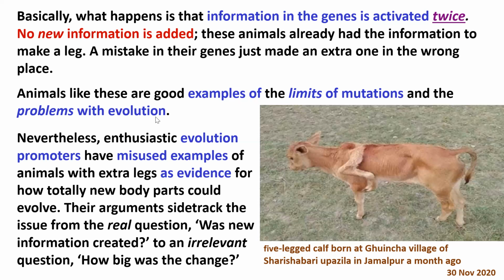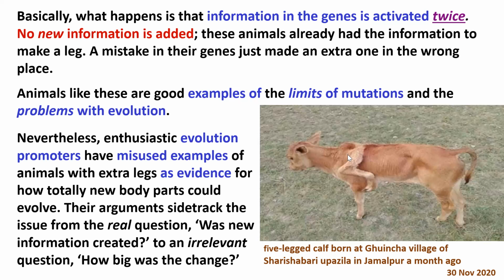So you see all the mutations, you talk about the X-Men, they're supposed to be mutants. Such things don't happen in real life. There are limits of mutations. Nevertheless, enthusiastic evolution promoters have misused examples of animals with extra legs, and they call that evidence for how totally new body parts could evolve.